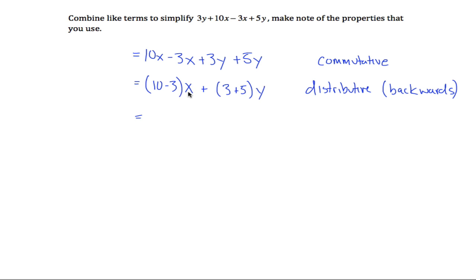But now we have 10 minus 3, which is just 7. So we're left with 7x. And then to that we want to add (3 plus 5) y. 3 plus 5 is 8. So our final answer is that this simplifies to 7x plus 8y. And you might be able to see that immediately just by looking up at the question, but the reason this works, why we're able to do all of this, is the commutative and distributive properties.